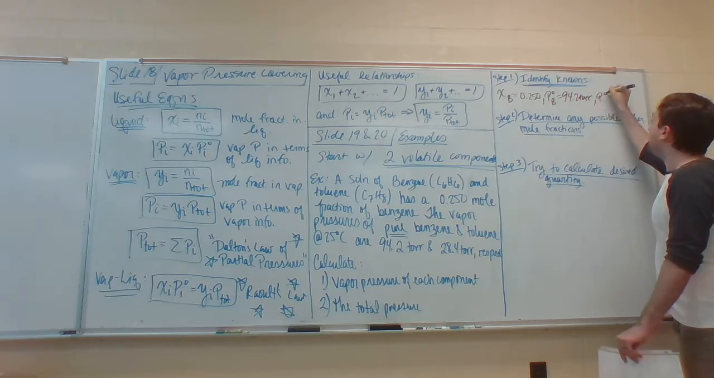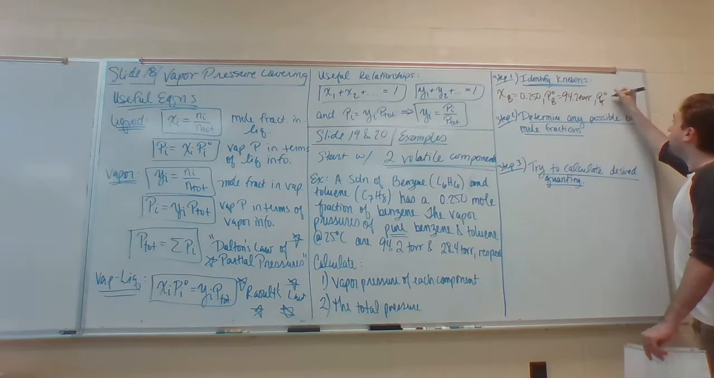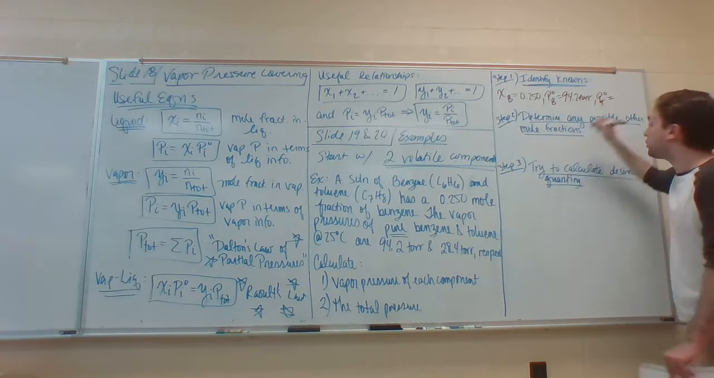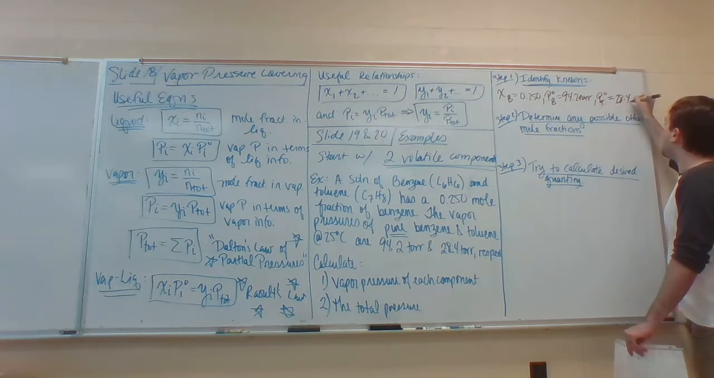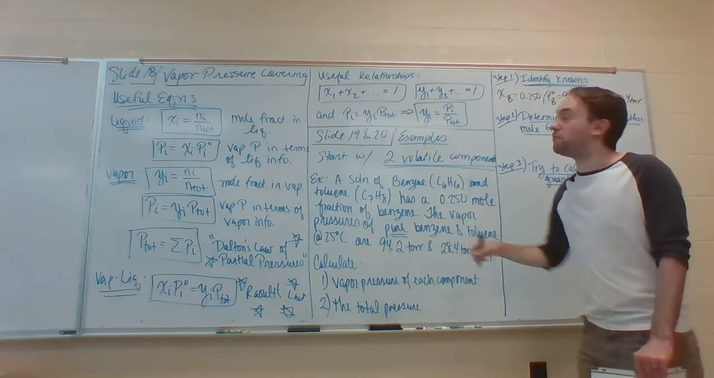And we have the one for toluene. I'm going to use a capital T for that. So that's going to be my pure component vapor pressure of toluene, and that was 28.4 torr. Okay, so those are the three things that they gave me.